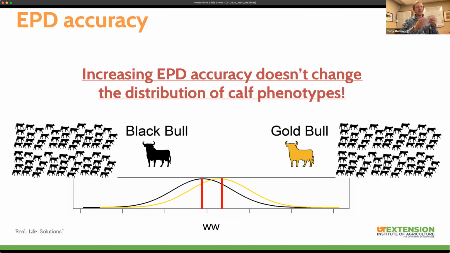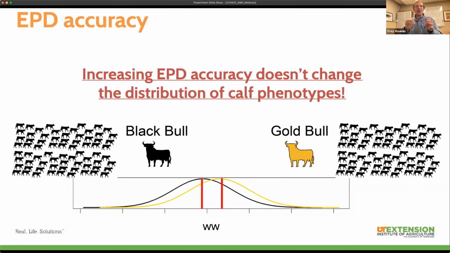And so again, this goes back to the poll question. The increasing EPD accuracy doesn't change the distribution of calf phenotypes, right? The only thing that an accuracy is telling us is how confident we are that this red bar exists here, right? It's not going to do anything to the fact that this gold bull is going to have some really, really small calves, some really, really big calves, and a whole lot of calves in the middle. So those distributions stay the same.